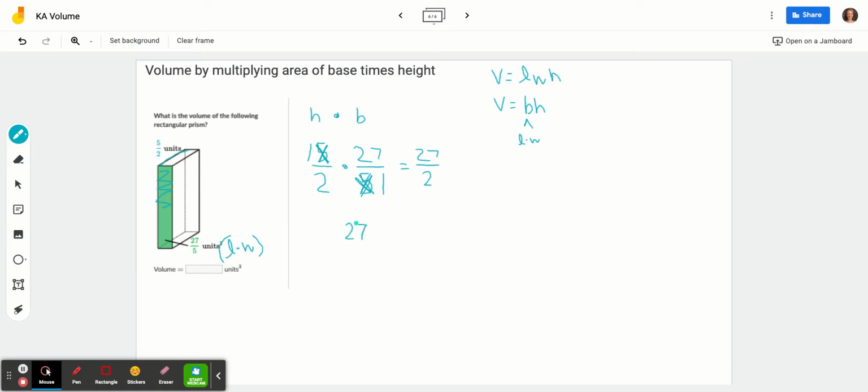27 is our dividend. 2 is our divisor. 2 will go into 27. Well, 2 will go into 26 13 times. 13 times 2 is 26. And there's 1 left. So the volume of this is 13 units and 1/2, 1/2 of another unit. Cubed. 13 and 1/2.